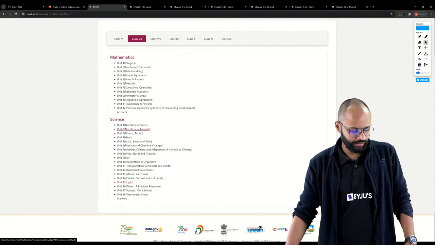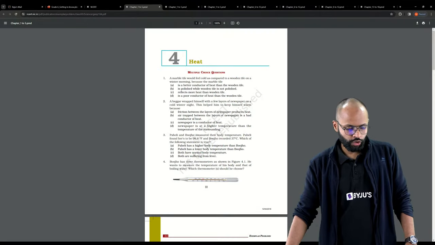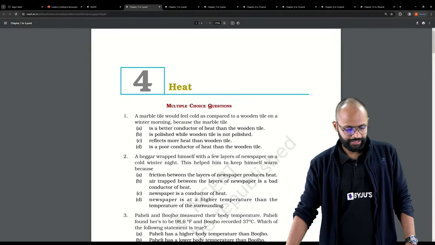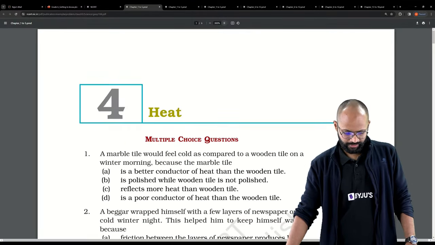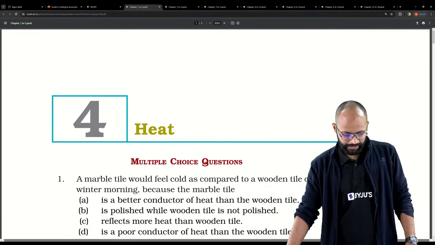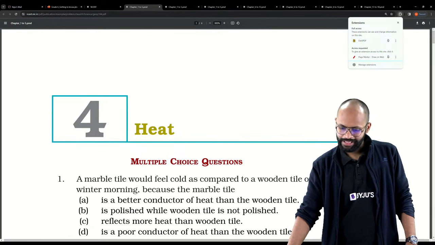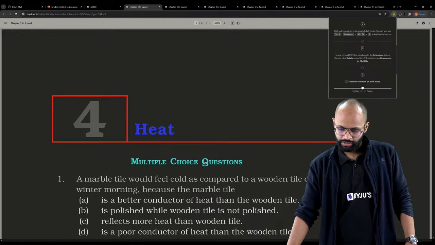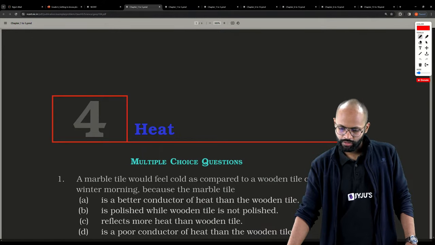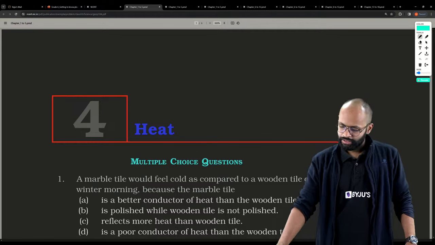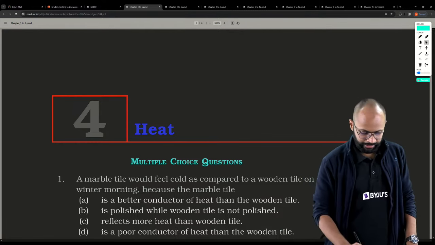7th, yeah, child, this is 7th only. Let's do heat. Heat is an easy chapter. Heat is a very easy chapter. It just has a few diagram based questions. Okay. Next I want this. Come on. Let's talk about heat.